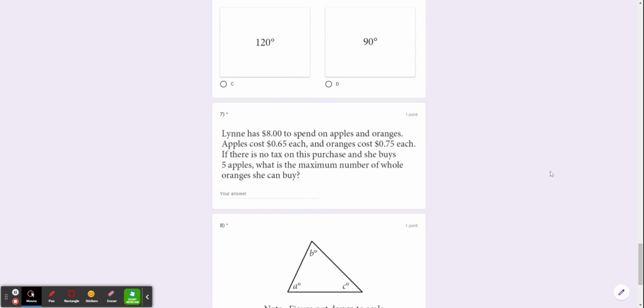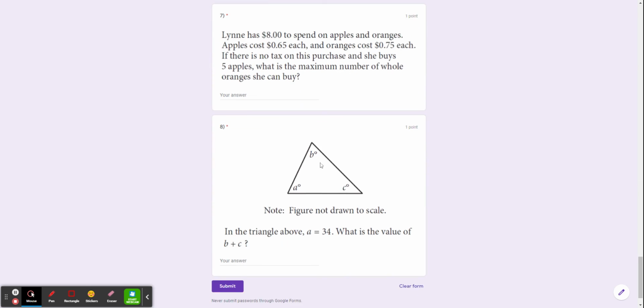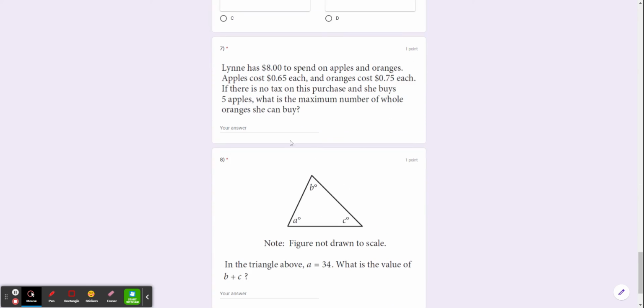Alrighty, so number 7. Okay, so these are some free responses because you will see those on the SAT. Lynn has $8 to spend on apples and oranges. Apples cost 65 cents each, and oranges cost 75 cents each. There's no tax, and she buys 5 apples, less the maximum number of whole oranges she can buy. All right, well, we would have to take 65 cents times 5 to figure out how much she's spending on those apples.